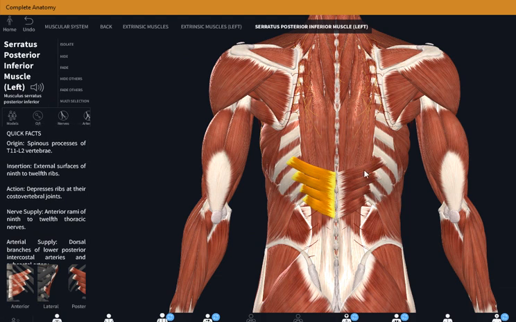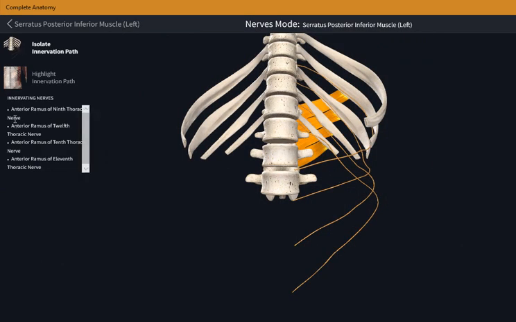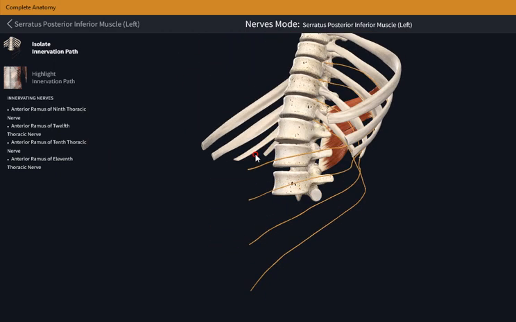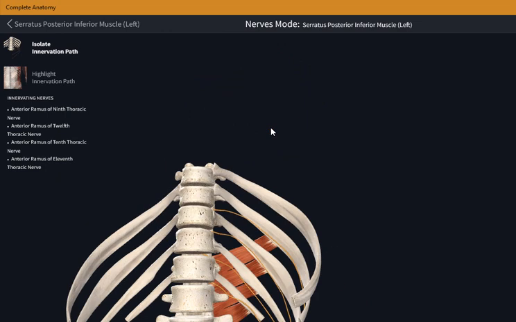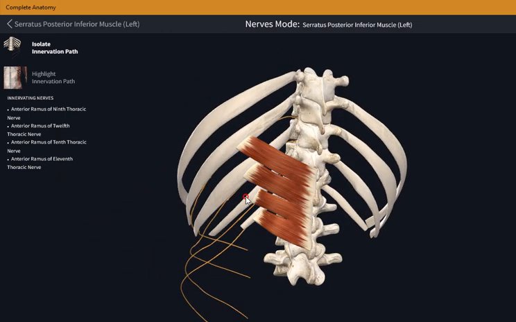So I have the action going to depress the rib. Now the nervous supply to it, since it's located at the back, so you can already guess that it's going to have, instead, the anterior ramus. You have the anterior ramus of the 9th thoracic nerve, the 12th thoracic nerve, the 11th thoracic nerve. So it's not posterior ramus, but instead anterior ramus of these nerves. The nerves are going to be anterior located, and they are going to give part to the serratus posterior inferior muscle.